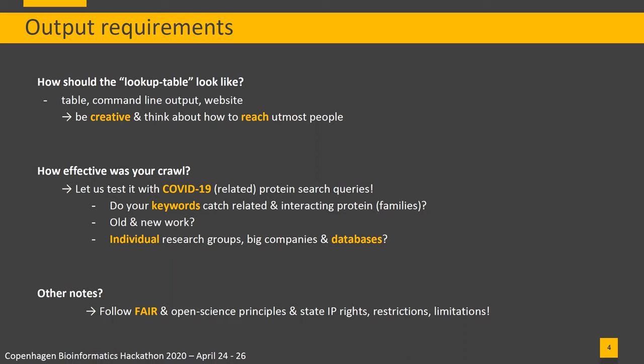Then, how efficient is your crawl in the end? So how efficient are you at getting information? And you can use your crawl, your lookup table, your data on COVID-19 related proteins, for example, to find how many simulations I actually get out of that. And this also with different kinds of keywords, so proteins which are related or interact.